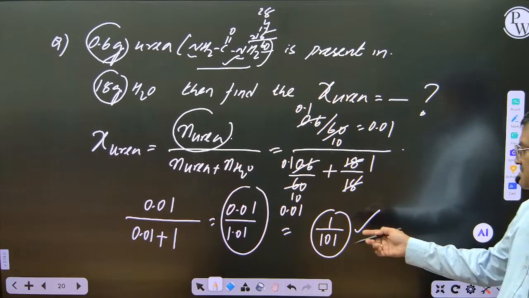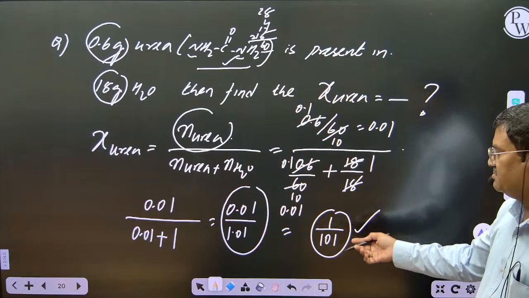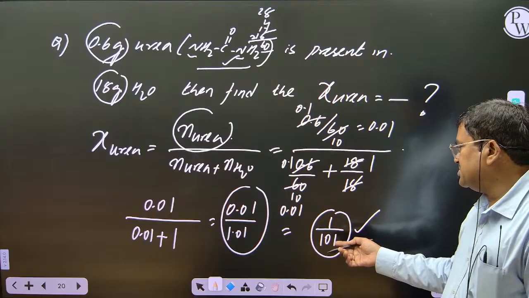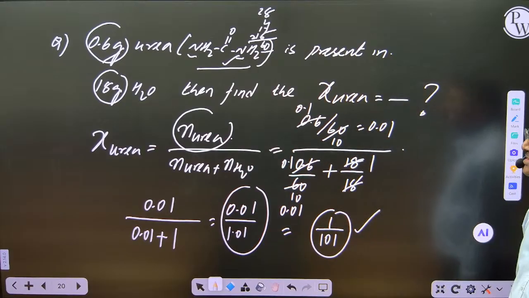Or if the examiner simplifies this, you have to simplify and check in the options what the simplification of 1 by 101 will be. This is how we find the mole fraction of urea.